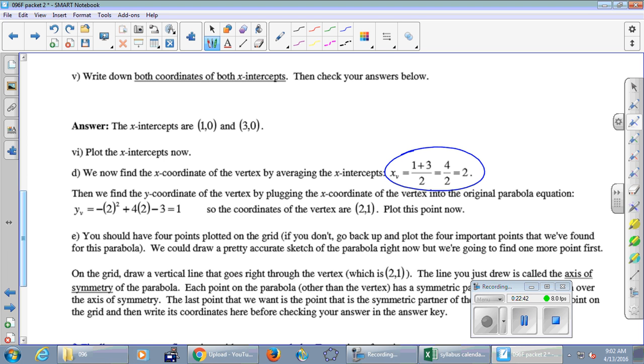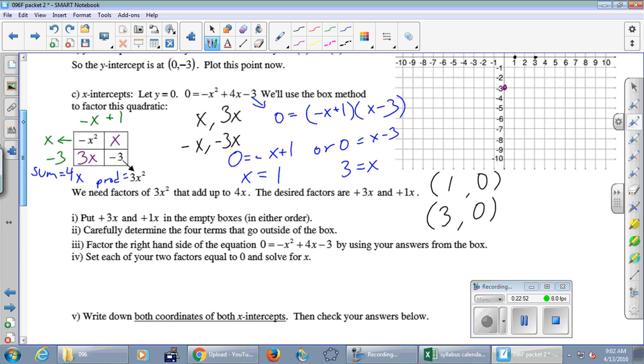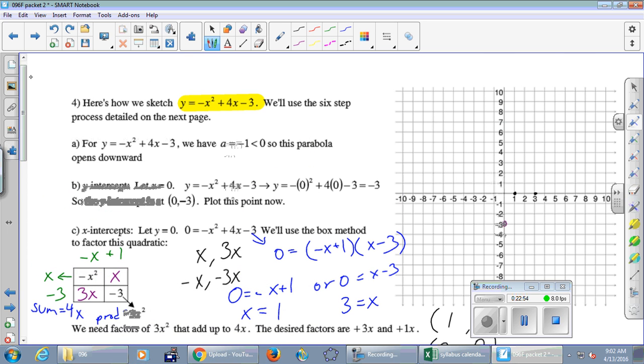So we get the x-coordinate of the vertex is 2. That's my little x of v. That v just stands for vertex, but it's just an x-coordinate. But I want a y-coordinate. And so to find the y-coordinate, we're going to take that x equals 2 and plug it all the way back into that original yellow equation, right? That's the equation that tells you the relationship between x and y. So we are very carefully going to plug x equals 2 into here. Y equals -2 squared plus 4 times 2 minus 3.